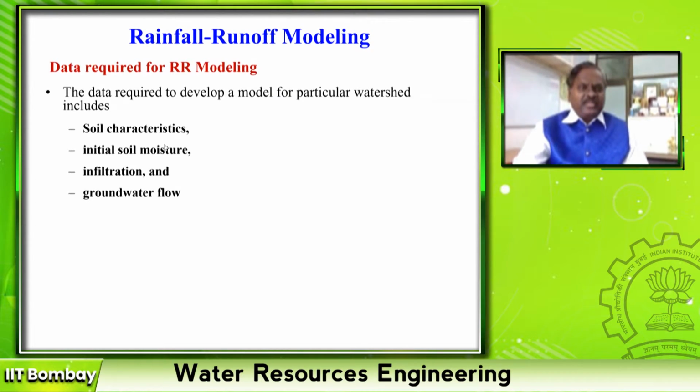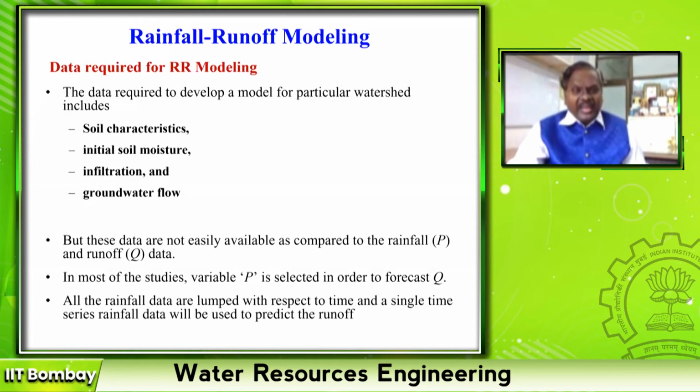Right? As I said, apart from your infiltration, rainfall is the major input. Then we need soil characteristics, initial soil moisture, infiltration, groundwater. The more parameters you go on adding, right? Then your model becomes more and more complex, but your results will be more and more accurate. But you need a good and sophisticated tool to solve those equations.